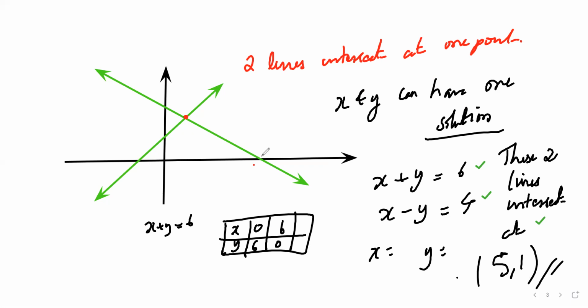Suppose this is 5 and this is my 1. Normally it is not the case, because the graph has not been drawn to scale, so I'm just assuming. So it will intersect at this point. So it'll only have got what? One solution. You got the point? Yes.